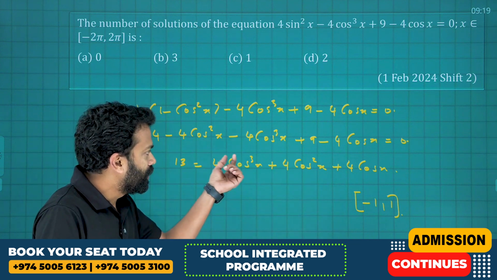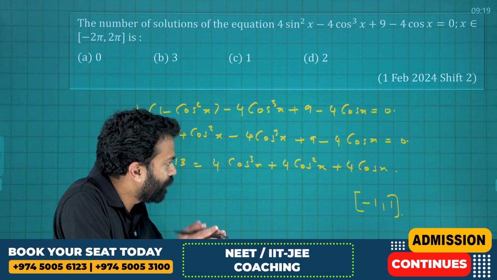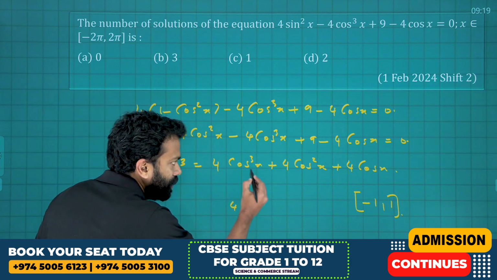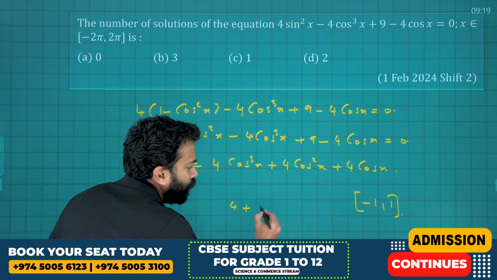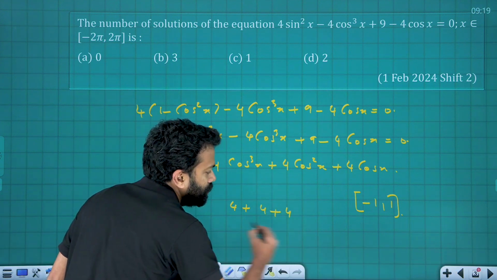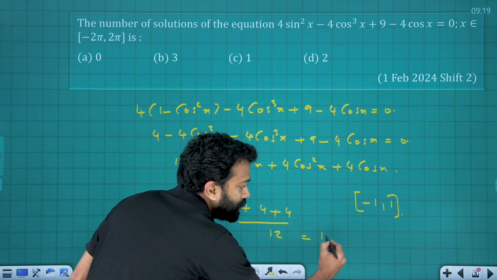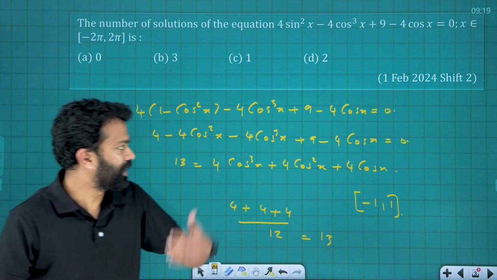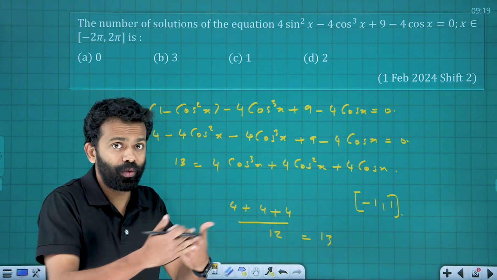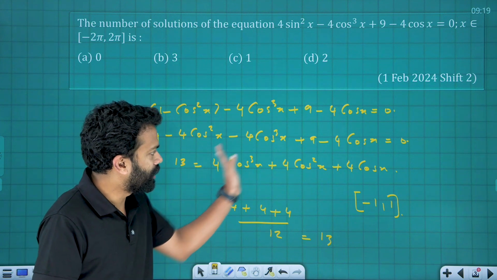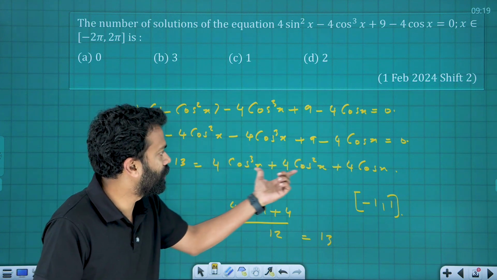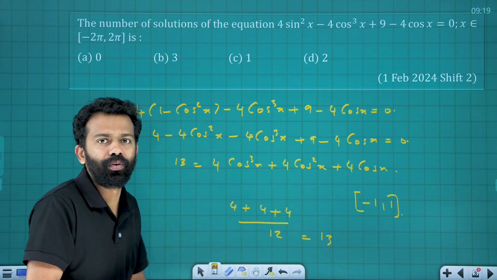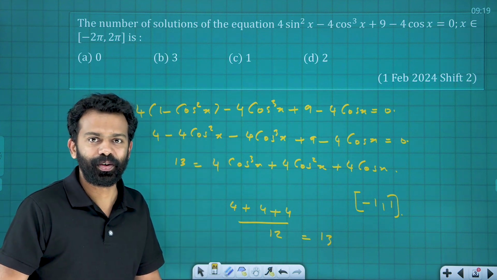See, there are 3 terms here. If cos x hits its maximum value, that is if cos x is equal to 1, the expression will be 4 plus 4 plus 4, that is equal to 12. But the other side is 13, which is more than 12. You got what I'm saying? If cos x hits the maximum value, then the expression becomes 12. That is, its maximum value is 12, but the other side is already 13, which exceeds 12. Therefore, what is the conclusion here? No solution. That's easy.